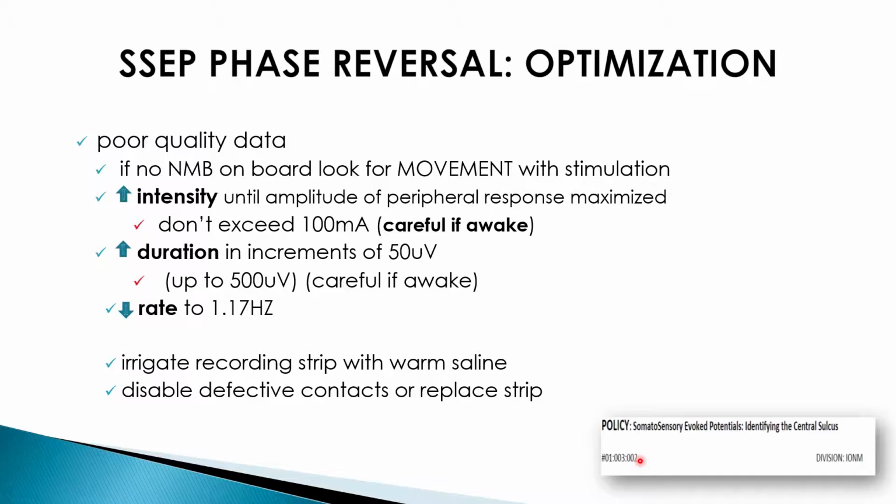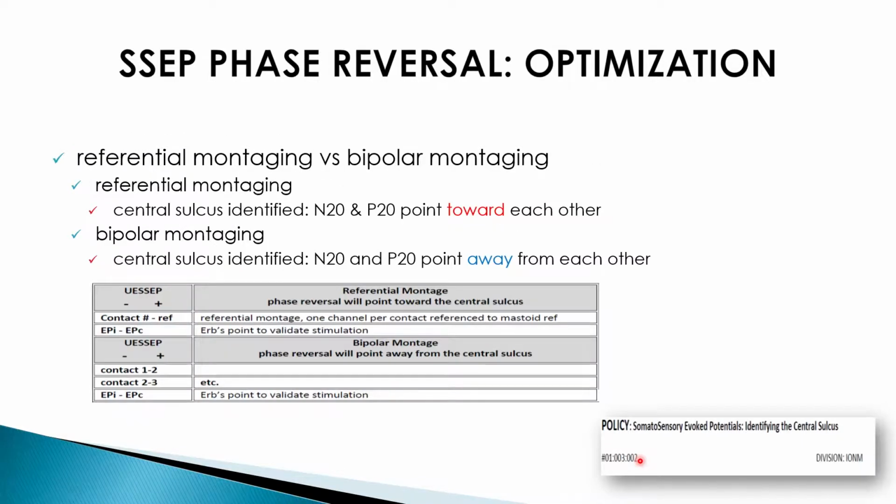You also might have contamination from a defective contact on the strip, so you may have to just disable that channel. What type of montage should you use? This is referential versus a bipolar montage. In a referential montage, as you've seen earlier, the central sulcus is identified by looking at the N20 and the P20, and they point toward each other. If you use a bipolar montage, the central sulcus is identified by looking at the N20 and P20, and they point away from each other.